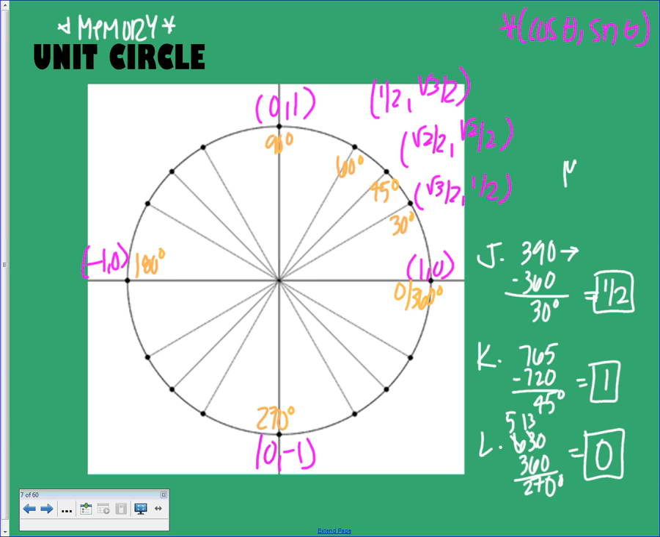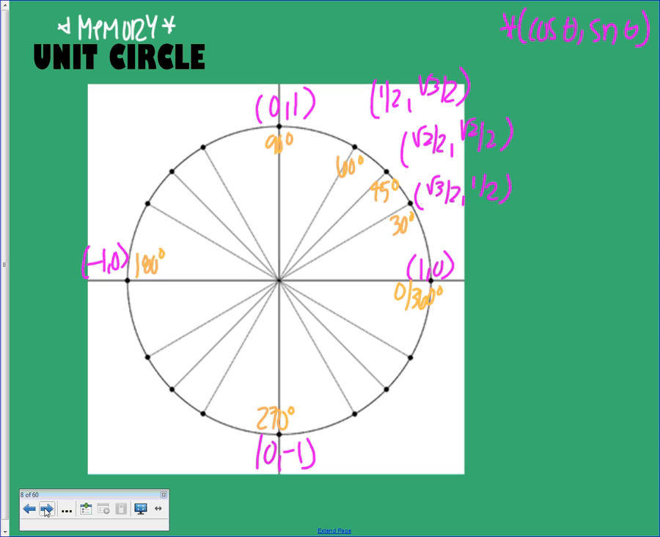And then m, sorry, I got to shoot up here. M is sine of 540. So 540 minus 360 is going to leave me at 180 degrees. So I'm going to go over to 180. The sine is the y-coordinate, so the sine at 180 is 0. Okay, so angles over 360, just turn them into the ones that you already know how to do, okay, by subtracting 360.